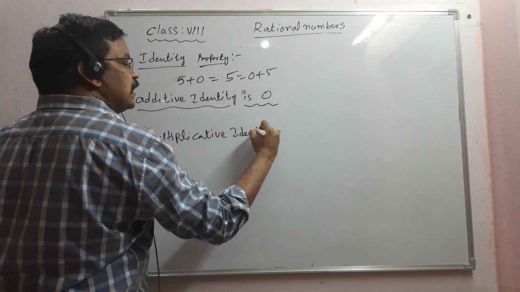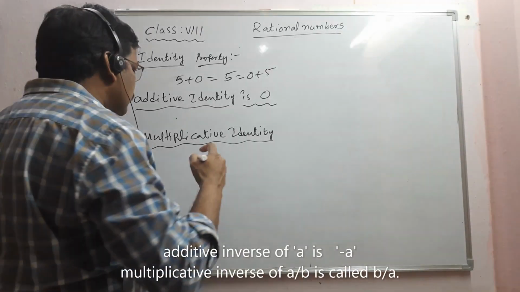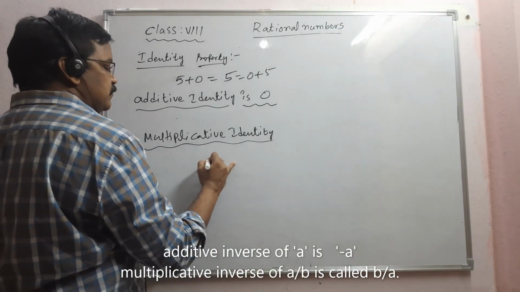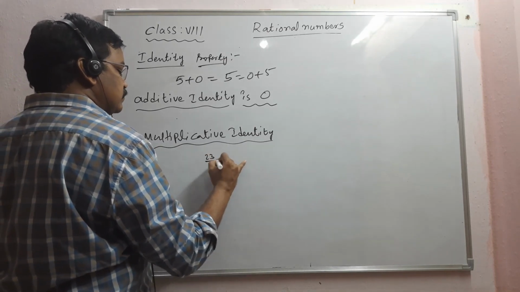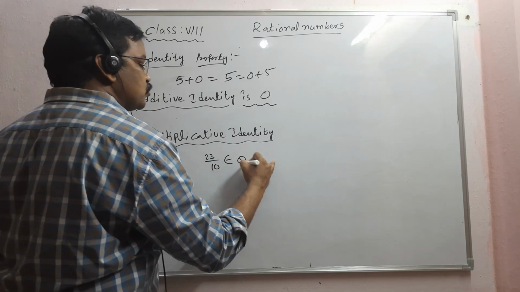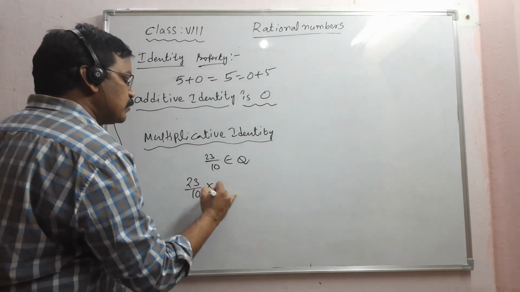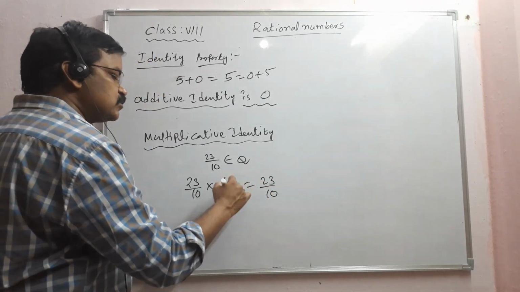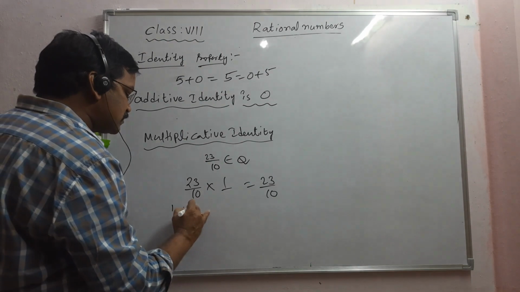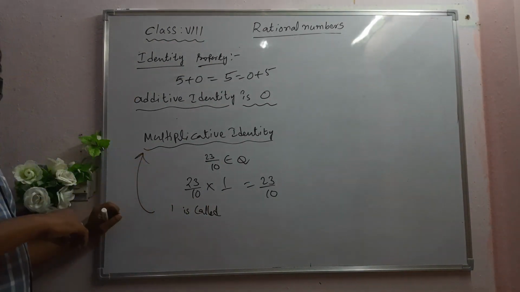Multiplicative identity. What is multiplicative identity? Suppose we take a number, for example 23 by 10, which belongs to Q. What should be multiplied to 23 by 10 to again get 23 by 10? That is 1.